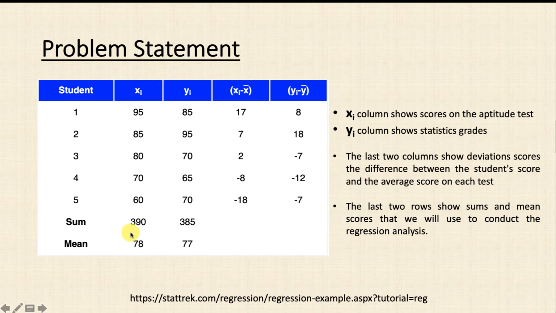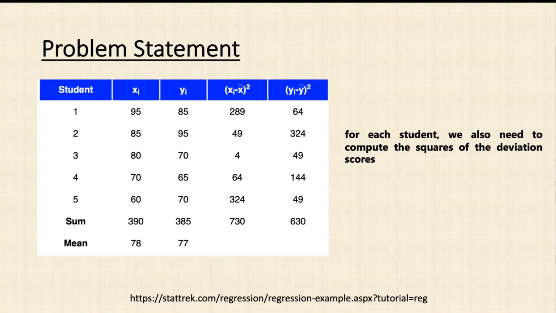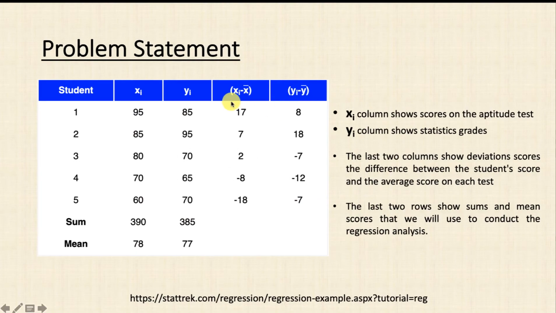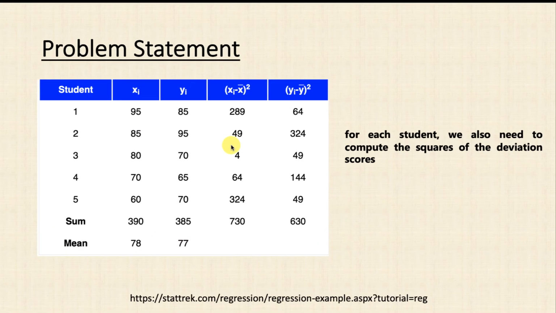And we have a total sum and mean of each. Okay, now let's go further, and here for each student we also need to compute the square of the deviation scores. Okay, so here again, whatever values we found over here, xi minus x bar, yi minus y bar, we need to find the square of each. And after that you will get this table.